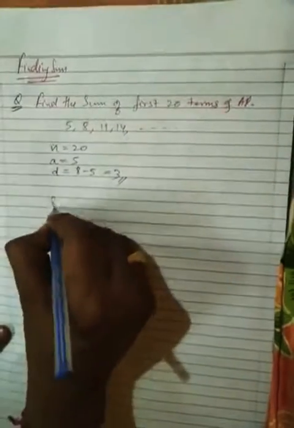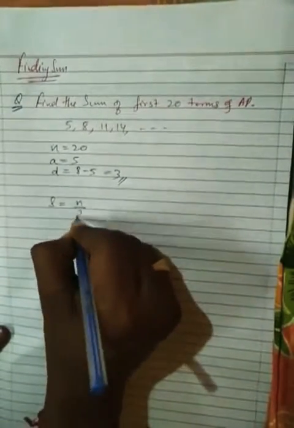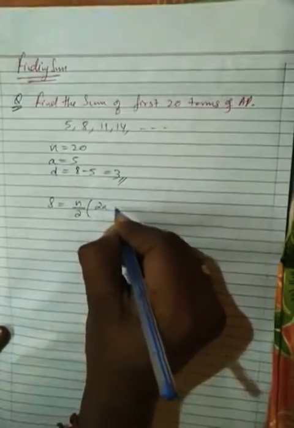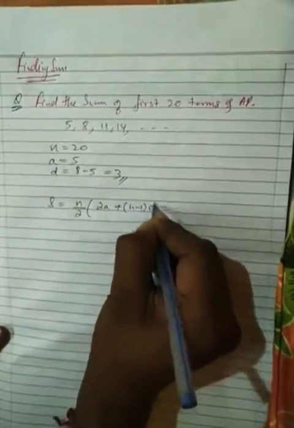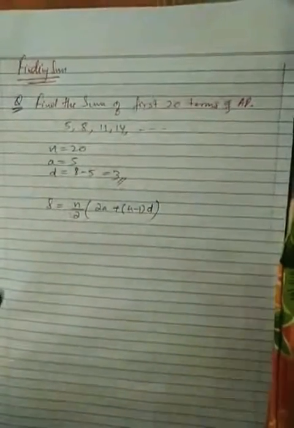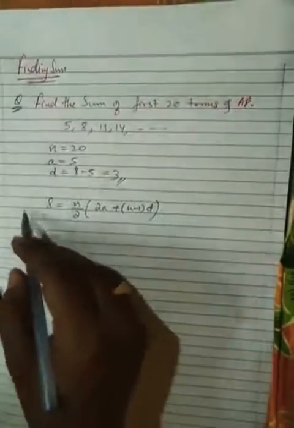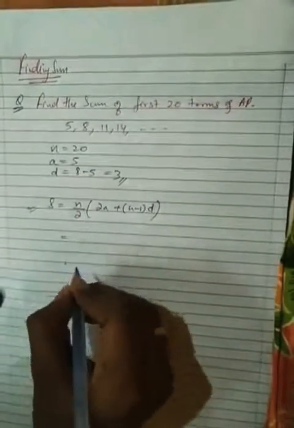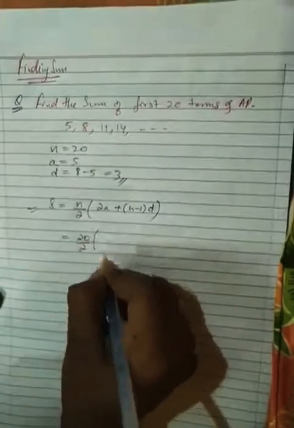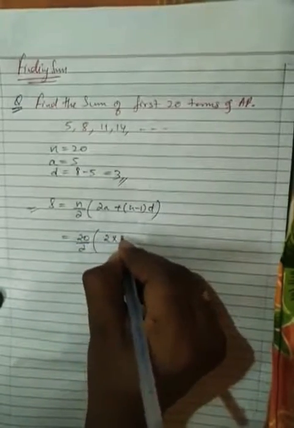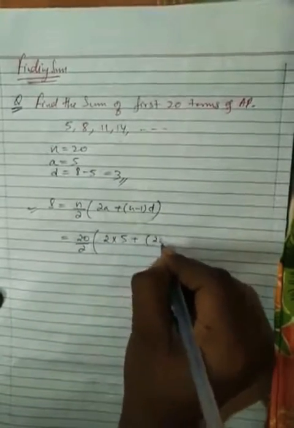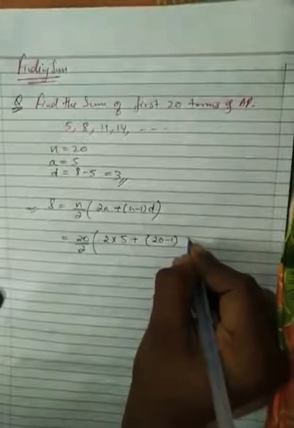Now apply the formula. The S formula is n by 2 bracket 2a plus n minus 1 into d. So when a, n and d are given, apply this sum formula. Put the values as 20 by 2 bracket 2 into 5 plus 20 minus 1 into d, which is 3. Clear?